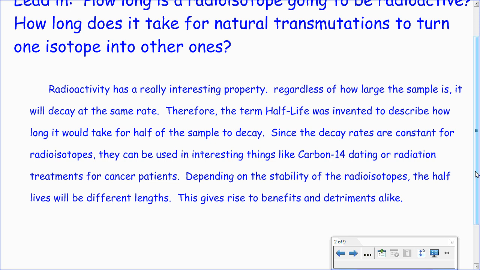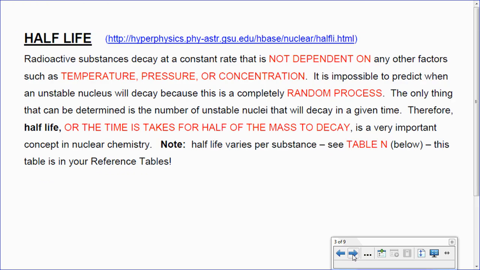Therefore, the term half-life was invented to describe how long it would take for half of the sample to decay into its daughter nuclides. Since the decay rates are constant for radioisotopes, they can be used in interesting things like carbon-14 dating or radiation treatments for cancer patients. Depending on the stability of the radioisotopes, the half-lives will be different lengths. This gives rise to benefits and detriments alike. So the first thing we've got to talk about is what half-life is.